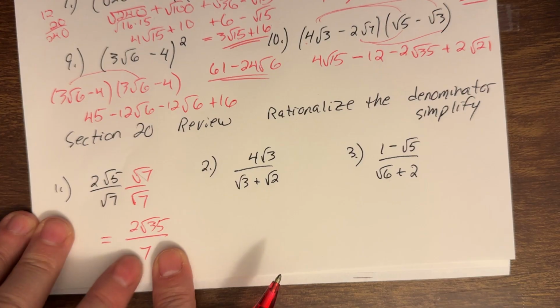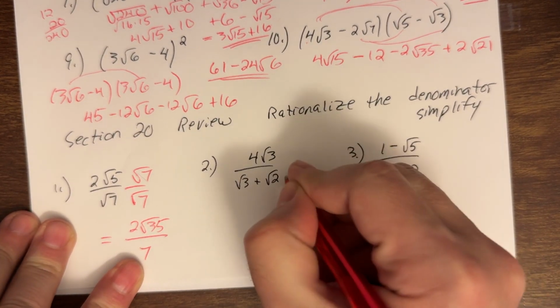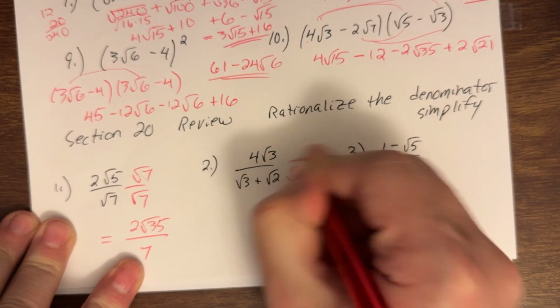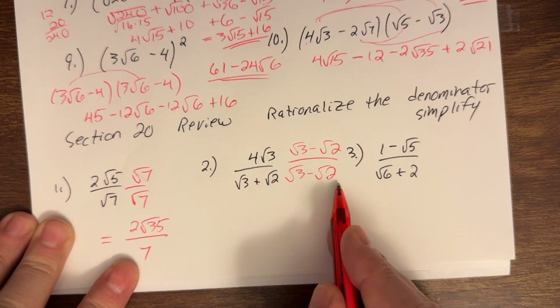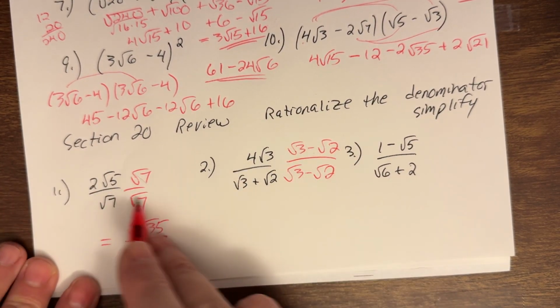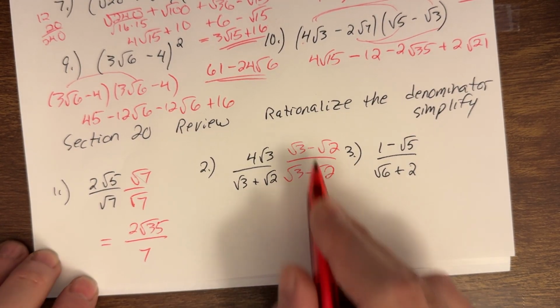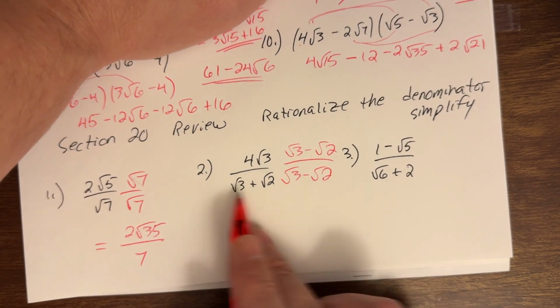That's number 1. Here, well, now it's a compound term, a binomial, so I will use its conjugate. The conjugate will be radical 3 minus rad 2, and whatever I do to the bottom, I do to the top. That's the idea. Same idea here and here, just that you need the conjugate to make everything work nicely. Clean up the bottom.